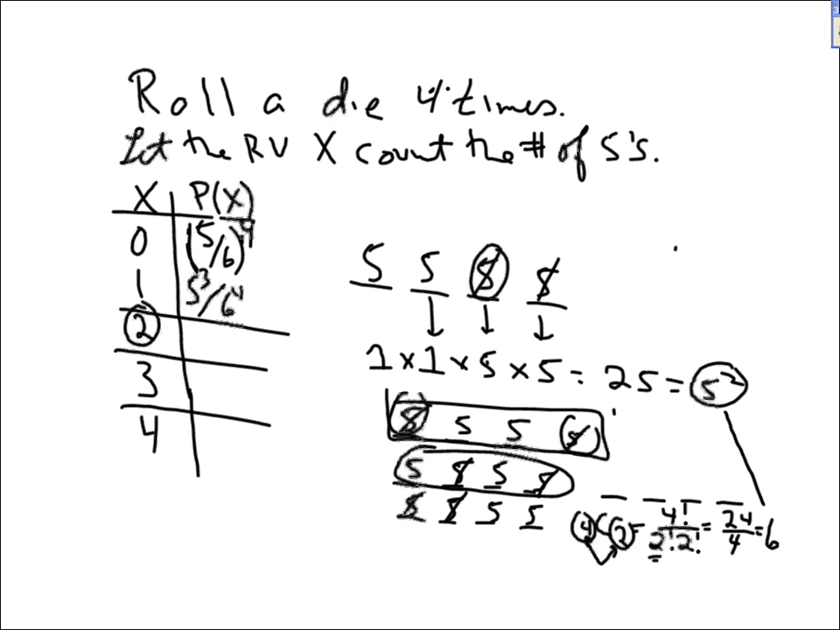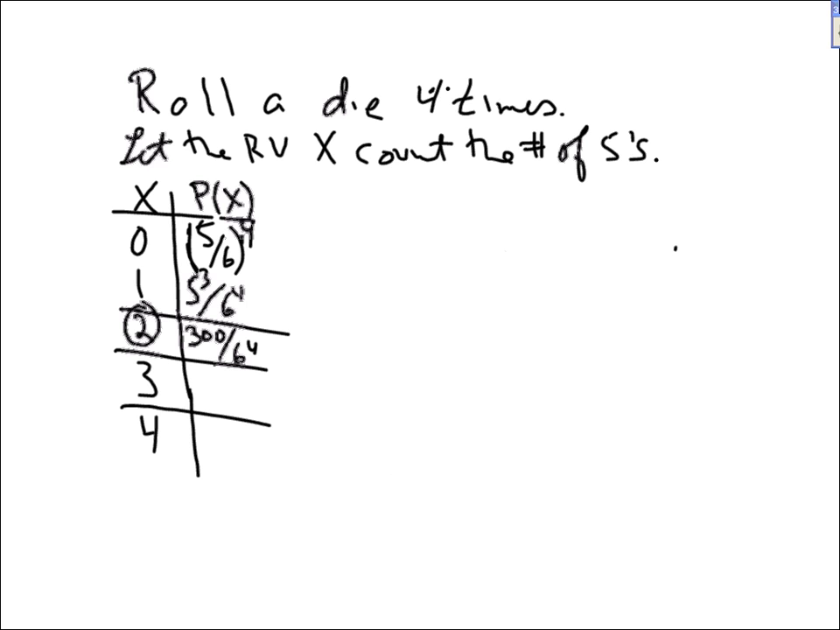So we need to multiply these. 25 times 6 is 300. Now let's do the last one next. There's a reason I'm going to do the last one next.